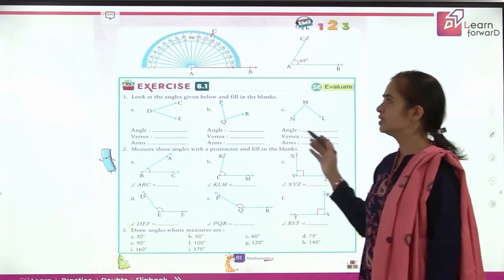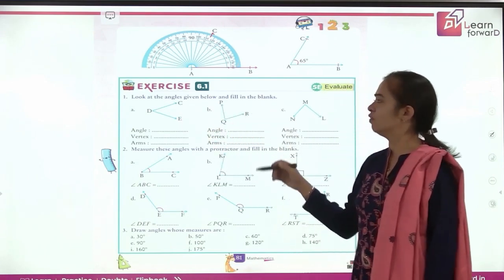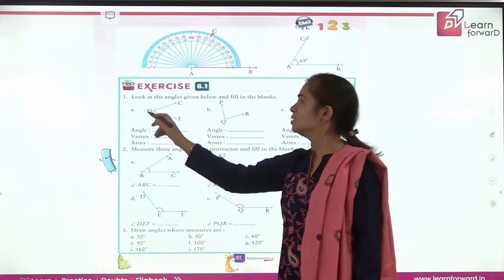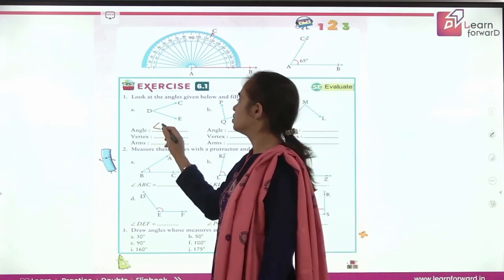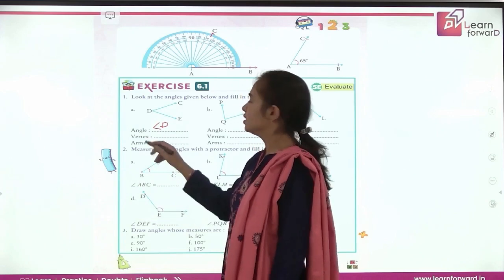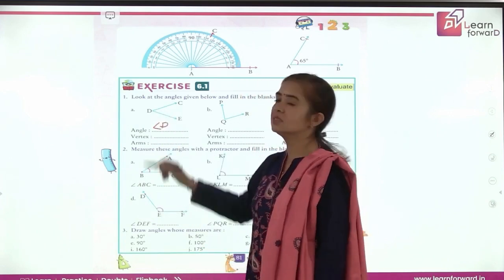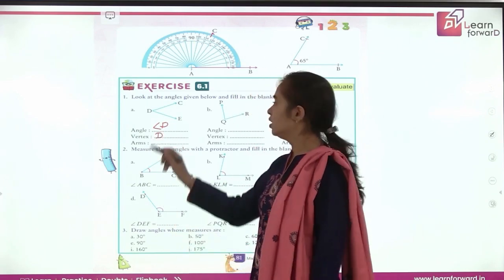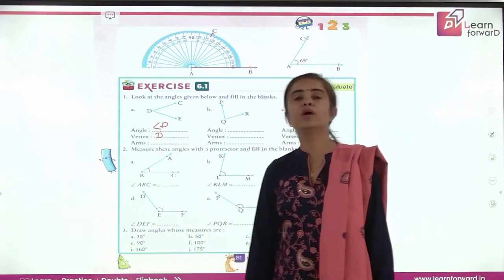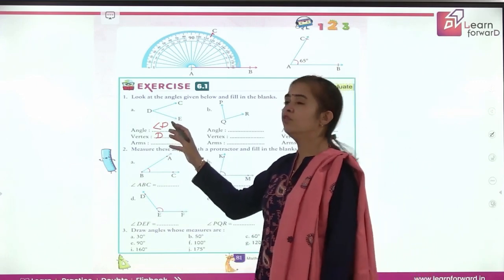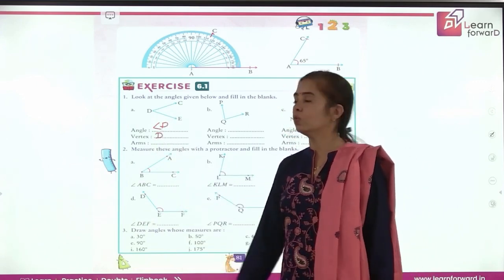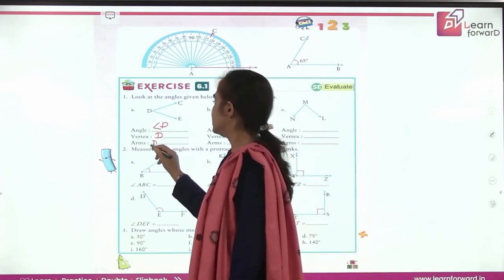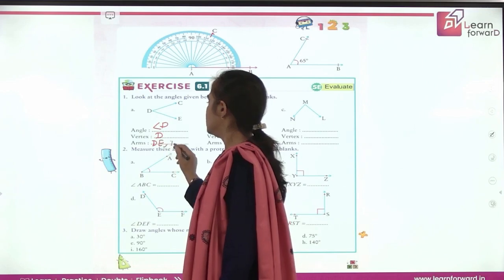Now, let's do an exercise. Look at the angles given below and fill in the blanks. Angle, what is this angle? Can you name it? So, CDE. So, you can also say this is angle D. What is the vertex? Vertex is just D. With D, you will not write anything. Here, you have to make a mark of angle to show you are naming the angle. If you don't put that mark, it means you are naming the vertex. And then the two arms are, yes, DE, DC.